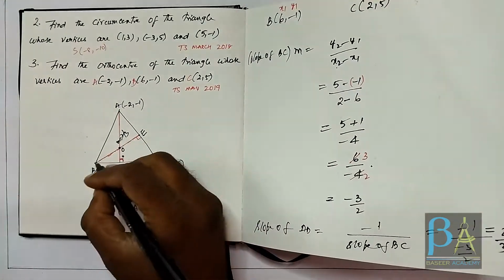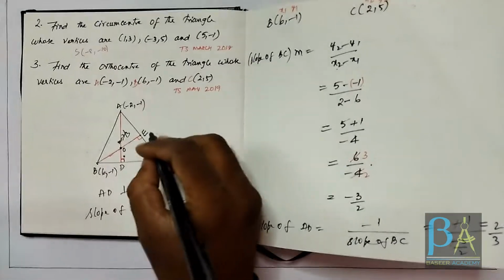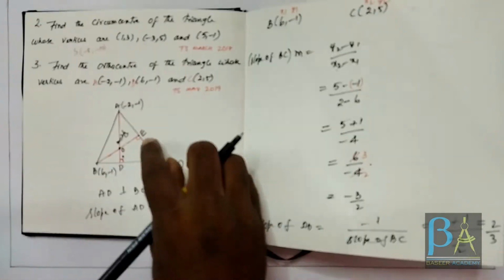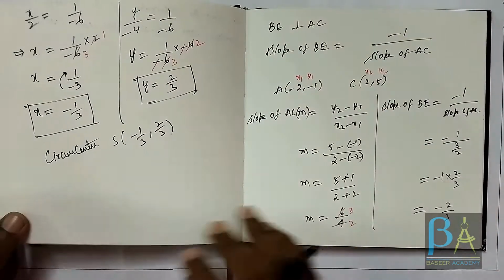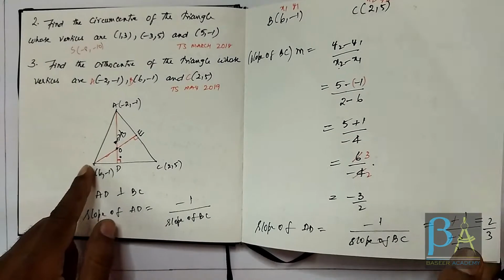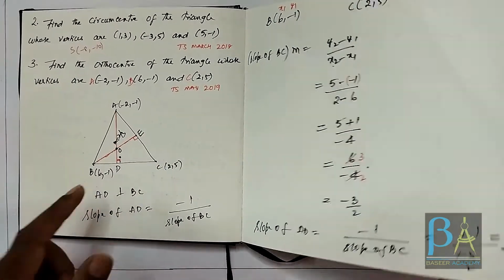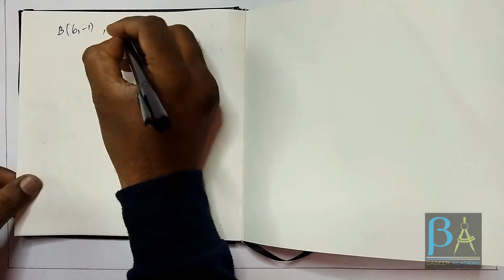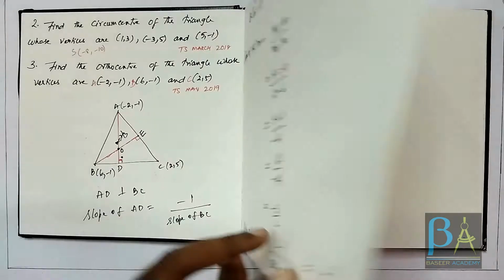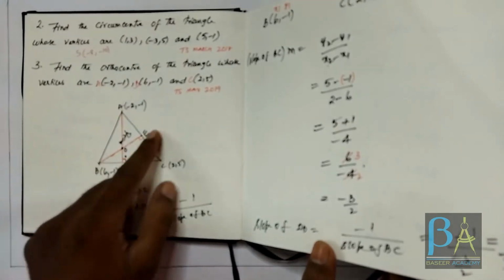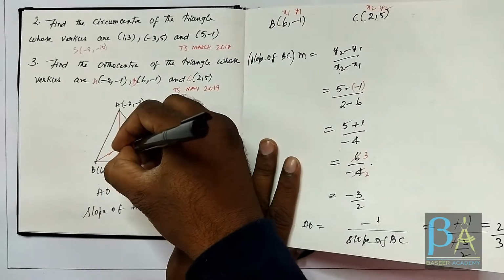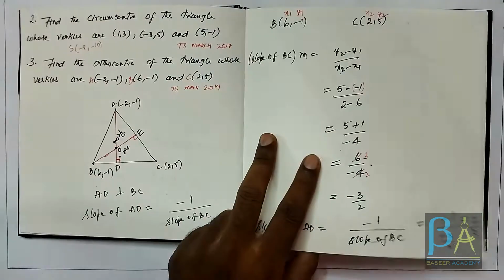So to find out the equation of BE, it is now easy for you because you know the point and then you also know the slope of BE. So you can find out the equation of BE by using point slope form. So let me first write what B is here. B is 6 comma minus 1 and then the slope is minus 2 by 3. So you know a point here and then you know the slope. What is the slope here? The slope is minus 2 by 3.